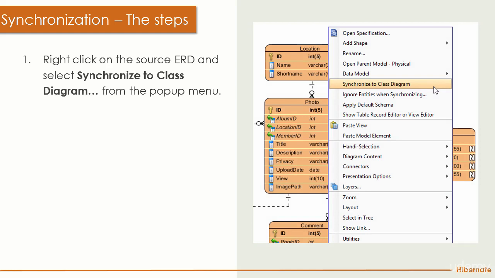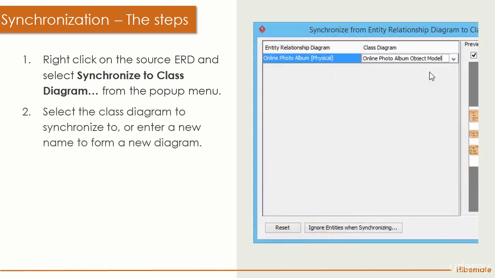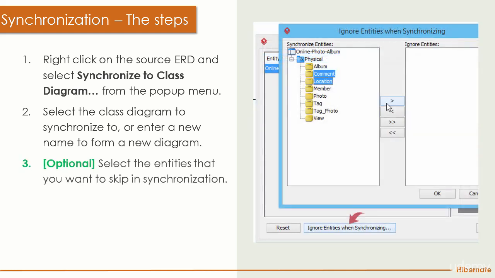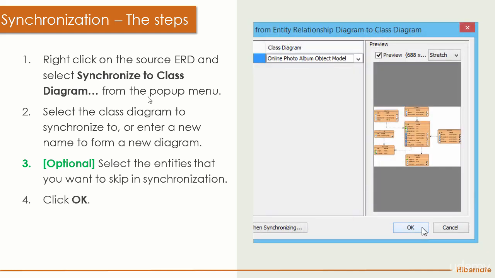First, you right click on the entity relationship diagram and select synchronize to class diagram. Then you can select where you want to generate. You can generate to a new class diagram, or you can select an existing diagram to generate the class diagram. Optionally, you can skip some entities you don't want to generate to class diagrams. Of course, it's optional. And then you click OK to generate. Let me just show you how to generate the class diagram.